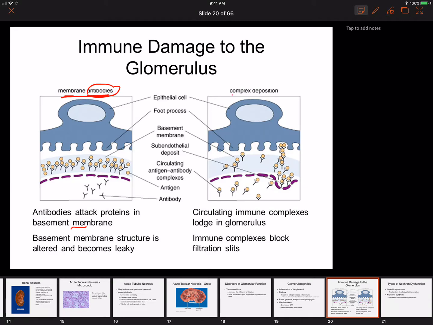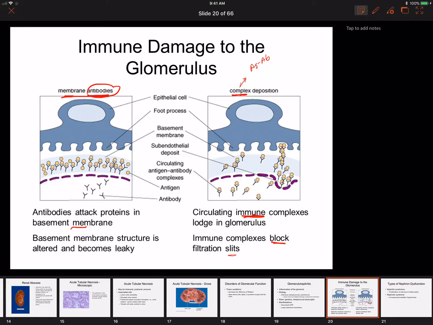Or sometimes we see immune complexes. If you remember the term immune complex, it means it's an antigen antibody forming a mass. All right. Sometimes these immune complexes may deposit in the glomerulus, causing damage and or blocking of the filtration slits. So that will kind of restrict or interfere with how molecules move across the filtration membrane.